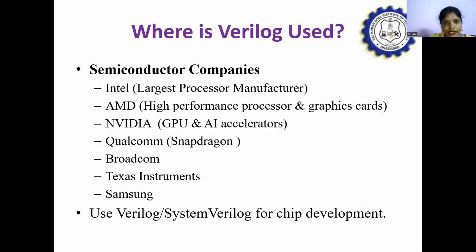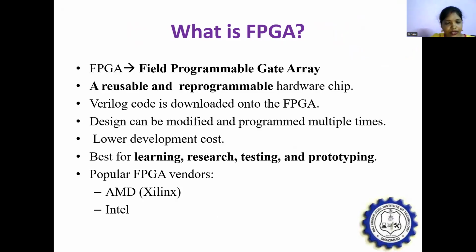Next we are going to see two important terms you frequently hear in digital circuits, that is FPGA and ASIC. Why do we have to learn about FPGA and ASIC? Once a circuit is designed using Verilog code, the next step is to implement it. It is implemented either in an FPGA or in an ASIC. So to perform the implementation, two options are there: one is FPGA, another one is ASIC.